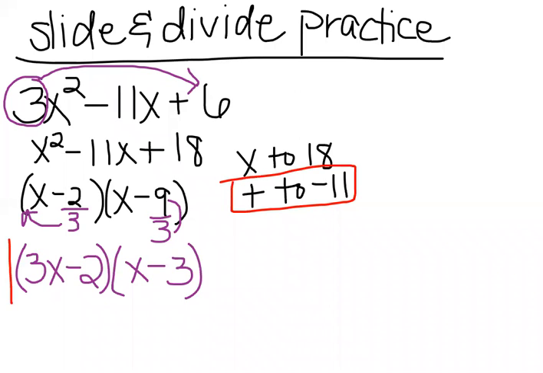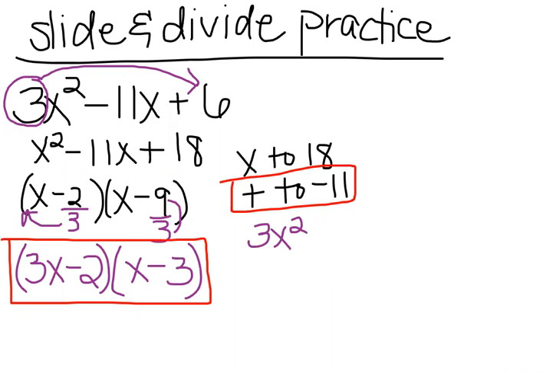And remember, you can always check by multiplying the binomials together and see if you get your original function. So I will do that really quickly. Let's check. We got to multiply 3x and x. That gives us 3x squared. 3x times negative 3 is a negative 9x. Negative 2 times x is negative 2x. And negative 2 times negative 3 is a positive 6.